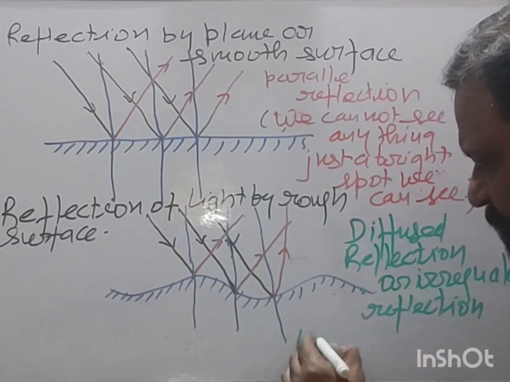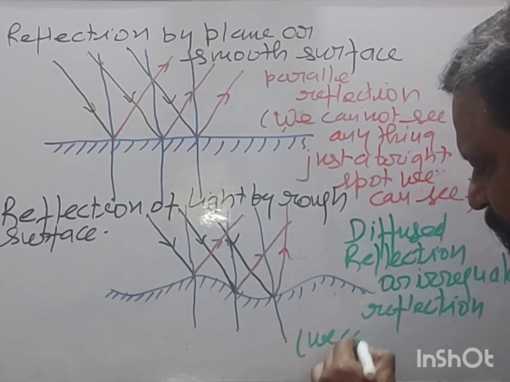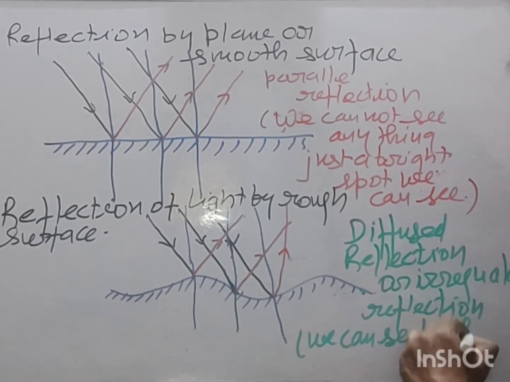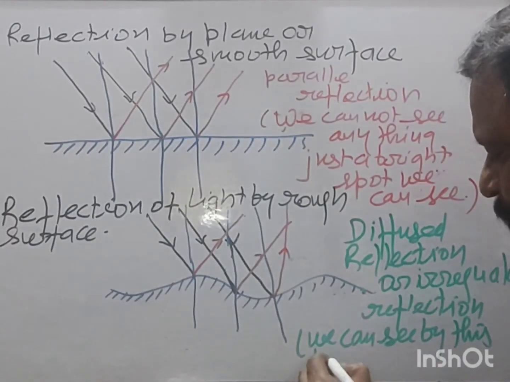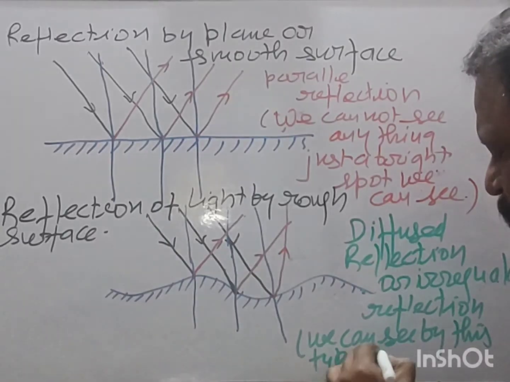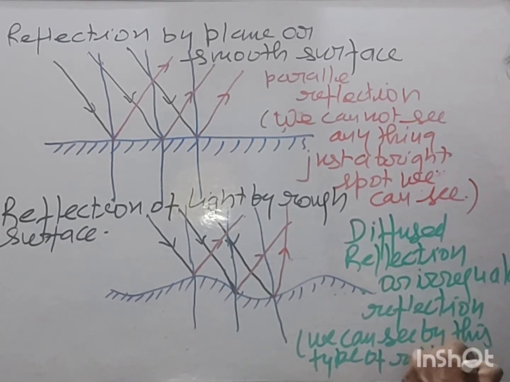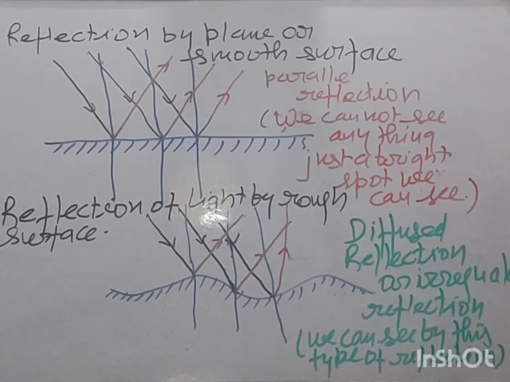And we can see objects by this type of reflection. So we can see objects by this kind of reflection.